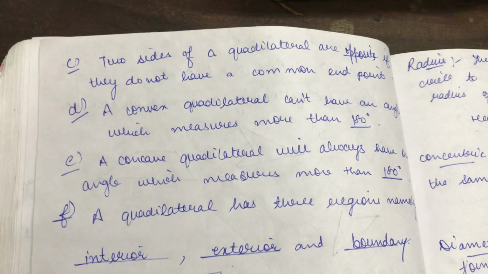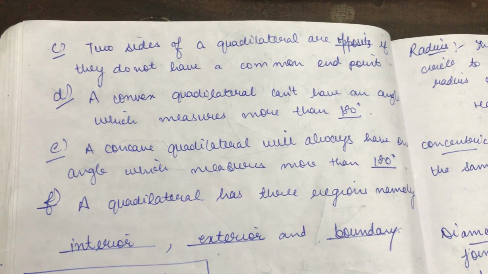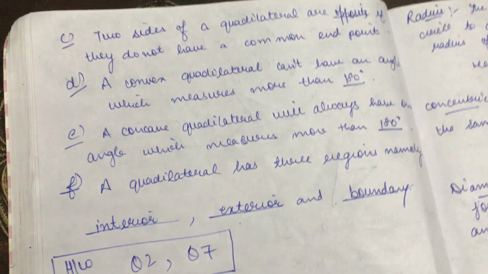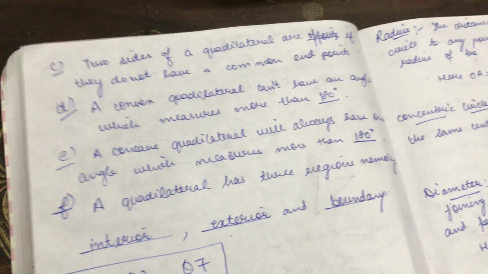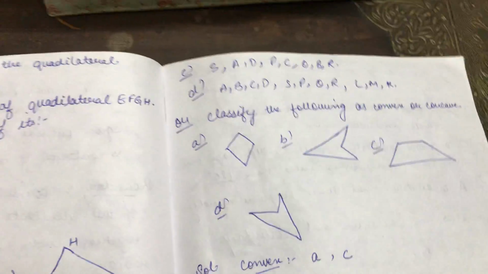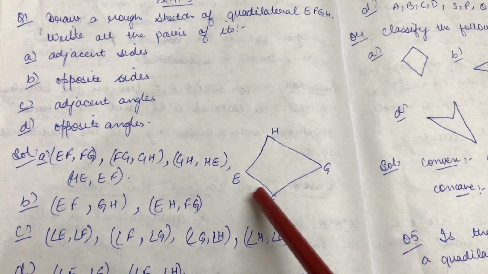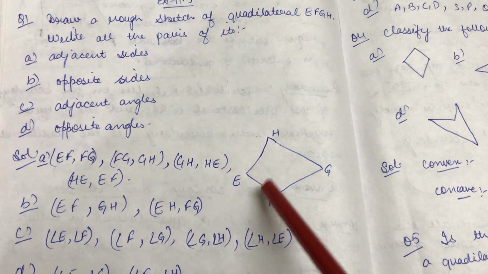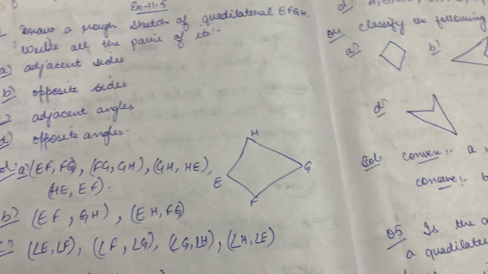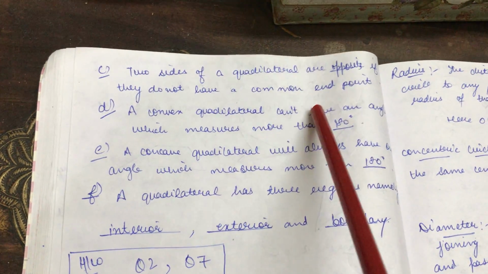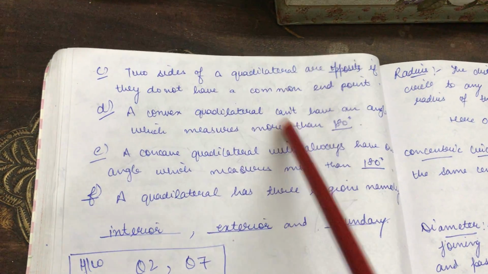Next is, two sides of a quadrilateral are dash if they do not have a common endpoint. Now if they do not have a common endpoint, what will I say? See here a quadrilateral, if I talk about this, now these two sides do not have the same common vertex, then they must be opposite to each other. Next is, a convex quadrilateral cannot have an angle which measures more than.